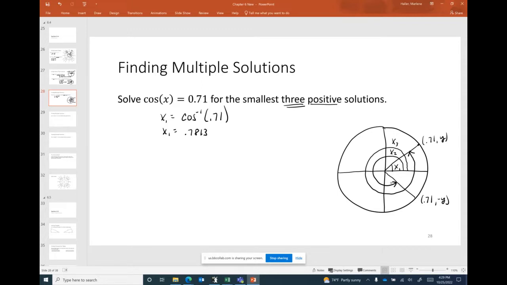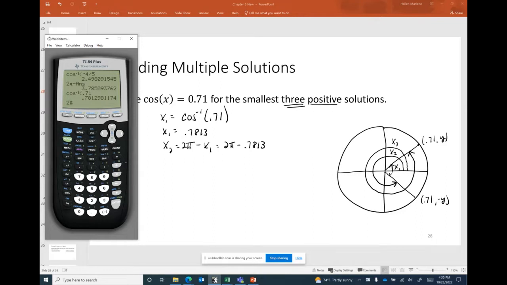What's that second angle? Now, can I express it in terms of the first angle? Yeah, look, positive x sub 1 is this guy here. So negative x sub 1 is this guy here, which happens to also be equal to x sub 2. So I could say x sub 2 is 2 pi minus x sub 1, or 2 pi minus 0.7813. All right, let's see what that is. 2 pi minus 0.7813, 5.51, or I'm sorry, 5.5019.